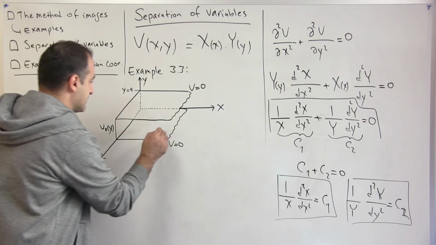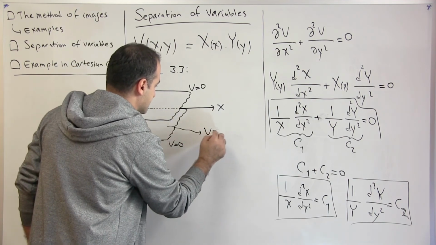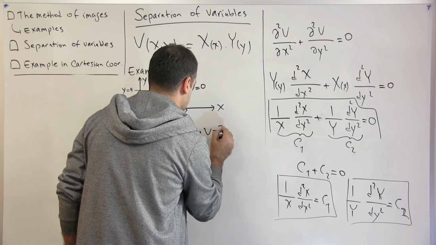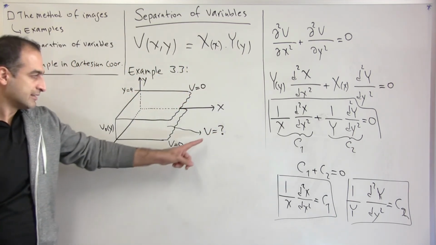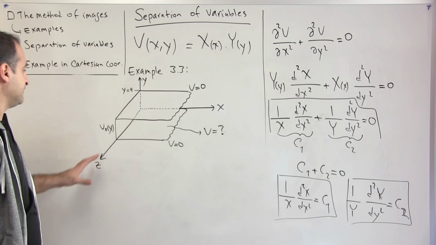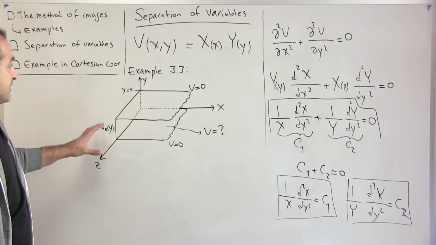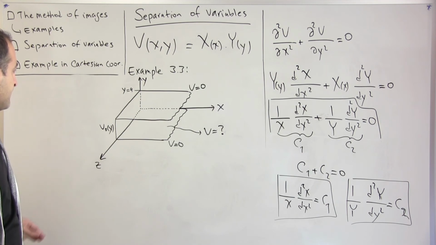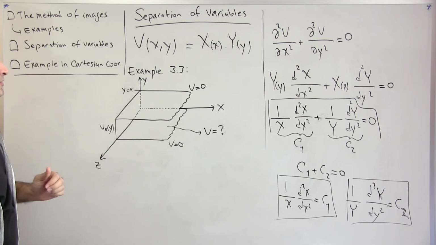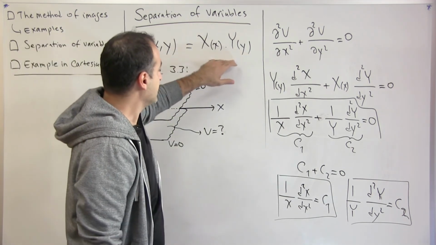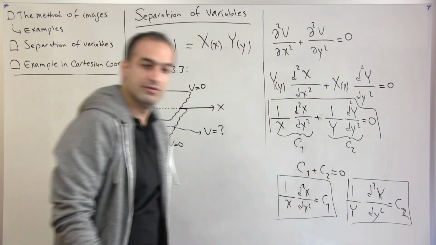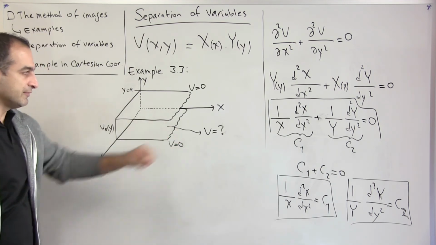And the question is, what is the electric potential inside this slab? This is the question. What is the electric potential here? This is a situation that we can really separate. The potential is going to be a function of x and y because of the symmetry along the z direction. So we can separate x and y, use only two parameters, and use two ordinary differential equations to find V.